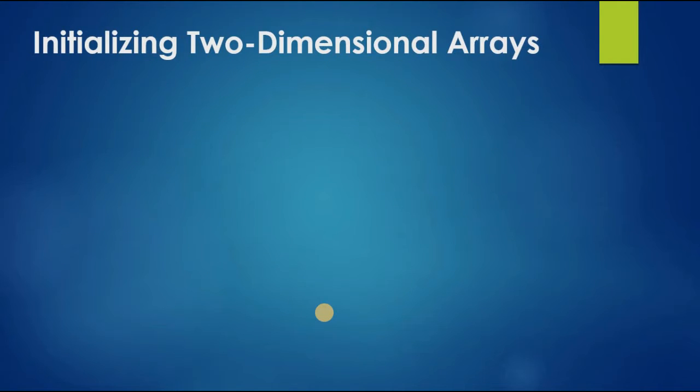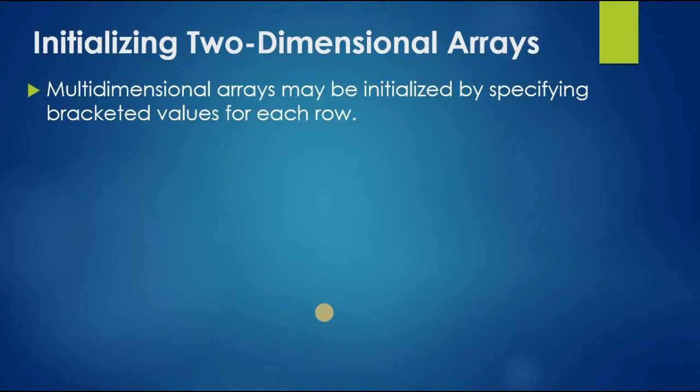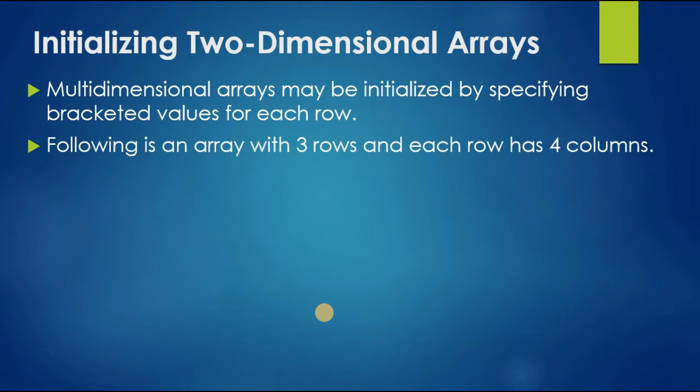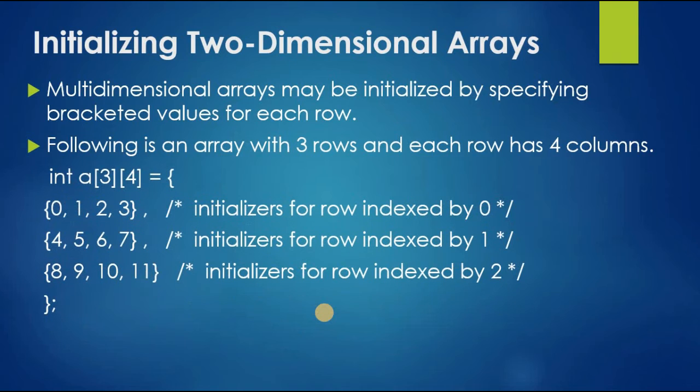Initializing a two-dimensional array. Multi-dimensional arrays may be initialized by specifying bracketed values for each row. Following is an array with 3 rows and each row has 4 columns. We declared the array with 3 rows and 4 columns, and we initialize the elements of the array inside curly brackets.